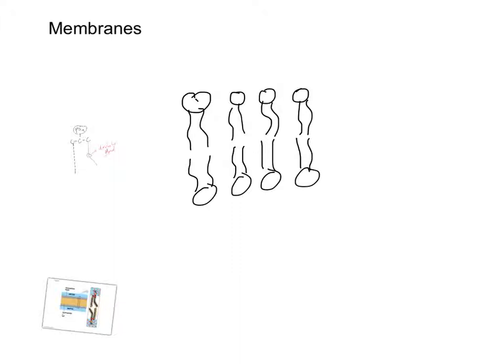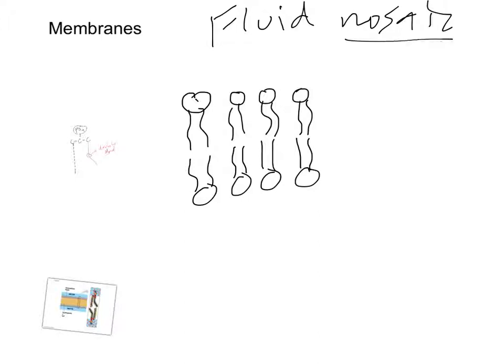We call this the fluid mosaic model. And we had talked about that before when we talked about the structure of phospholipids. The fluid mosaic model includes phospholipids and then proteins that are somewhat studded or found attached to these, or embedded within the phospholipid bilayer. Correct? Yes? No? Maybe.